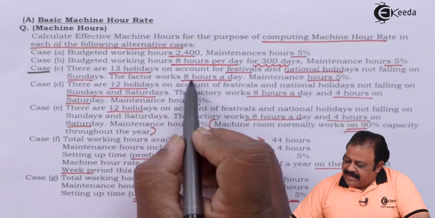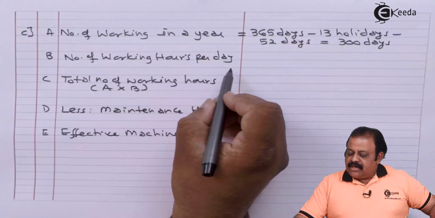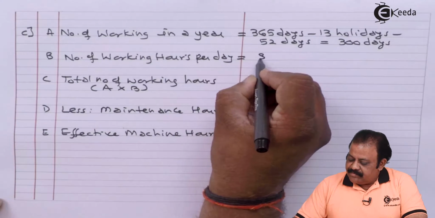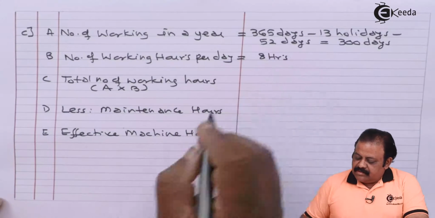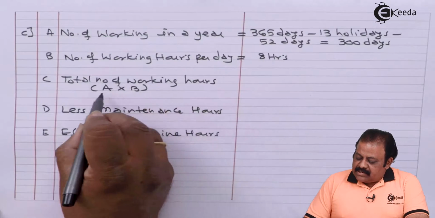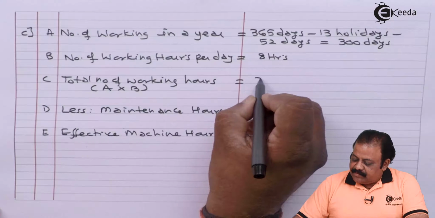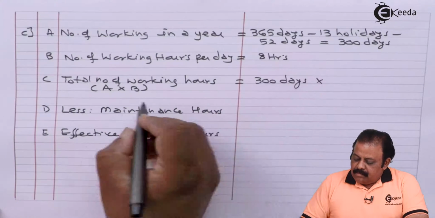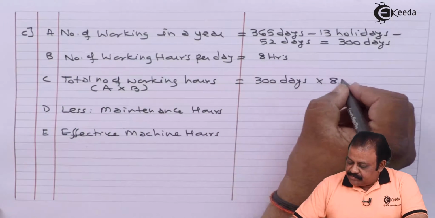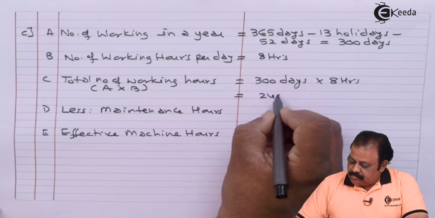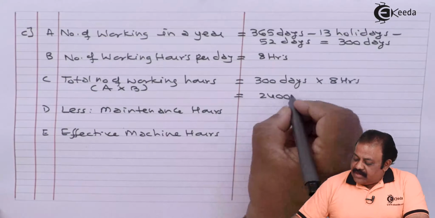The factory works 8 hours a day. So number of working hours per day, 8 hours. Total number of working hours, A multiplied by B. So A is 300 days. B is 8 hours. So it is 2400 hours.